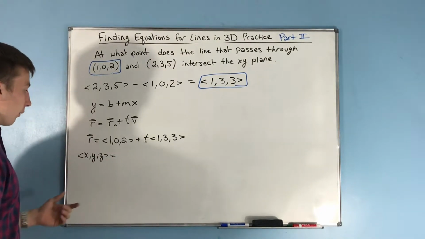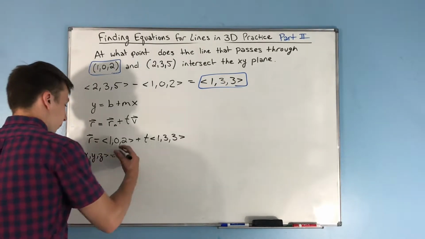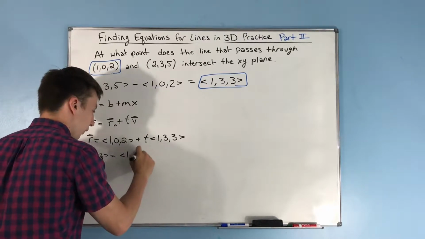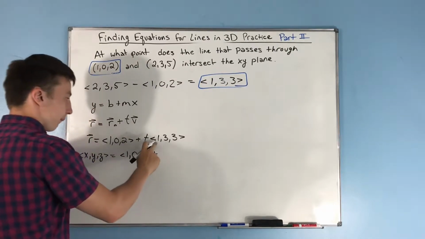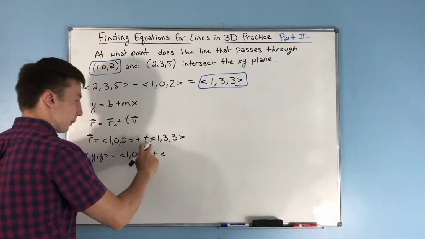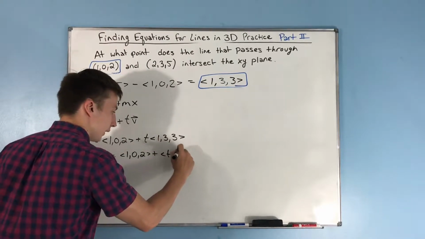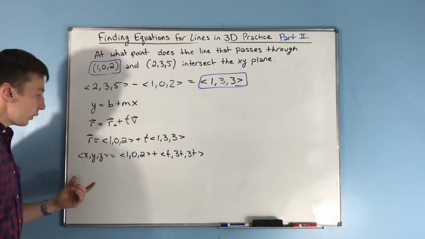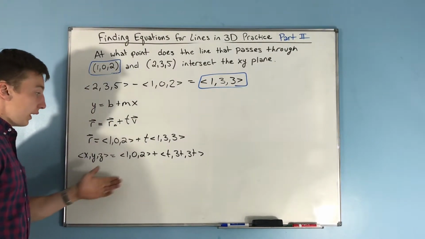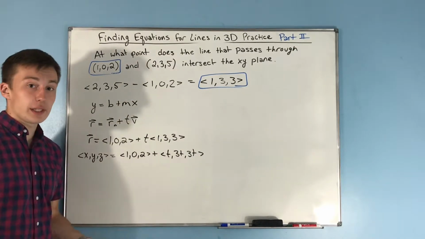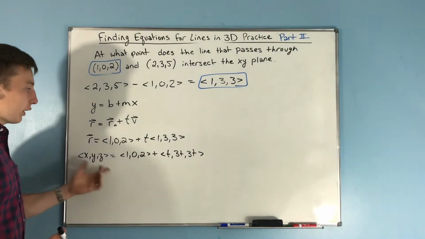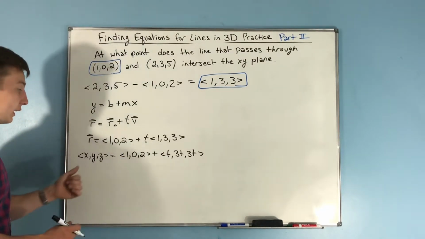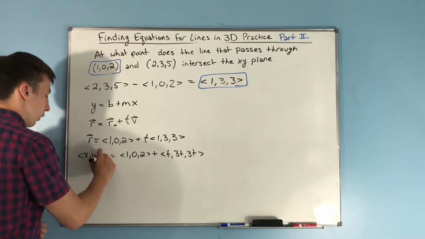Now, let's do some scalar multiplication here. We get (1, 0, 2) plus, when we do our multiplication, (t, 3t, 3t), just putting that t through this vector. Before I move on to adding these 2 vectors together, what good is this going to do us? Well, what I said earlier is that we know that z equals 0 on our xy plane.